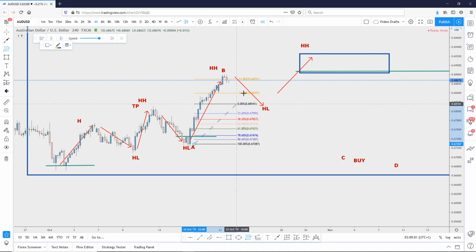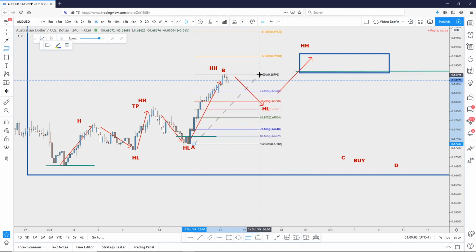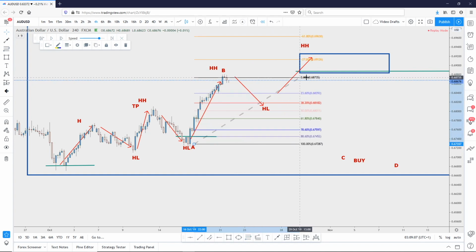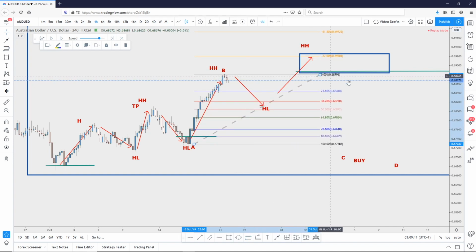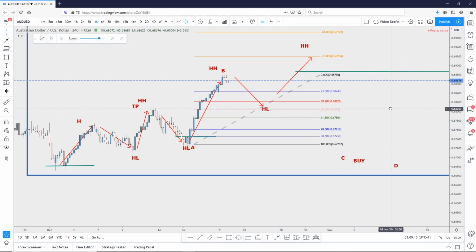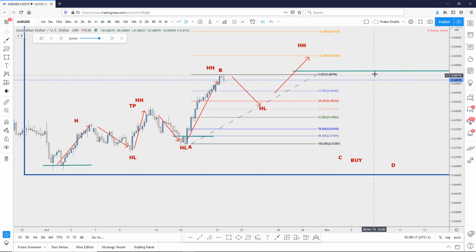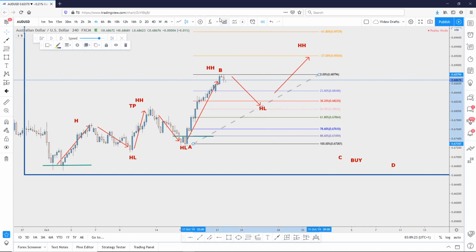We're going to pull out our Fibonacci tool. We're going to go from base to wick. Base to wick. We're going to stretch it out a little bit just so it's out of our way. I'm going to delete this, and let me delete this too. And now we're wondering about this higher low here, right?